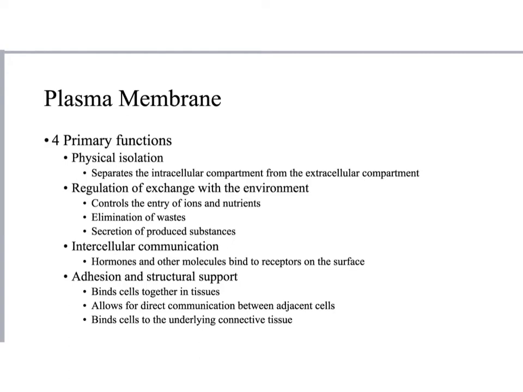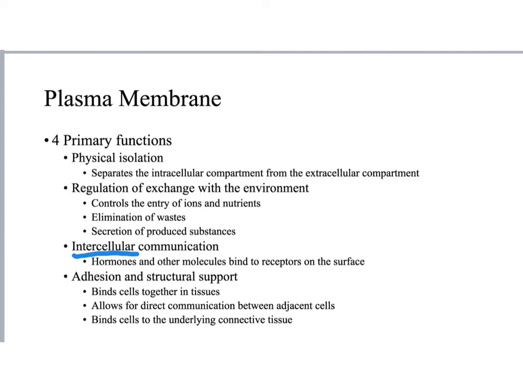So we would call that intercellular communication, which really occurs at the plasma membrane oftentimes as well. And then the plasma membrane, obviously, since it's the outside of the cell, would be involved in holding two cells together. So if I want two skin cells, for example, to be attached to each other, that attachment is going to occur through the plasma membrane, and we'll talk about what some of those attachments look like.